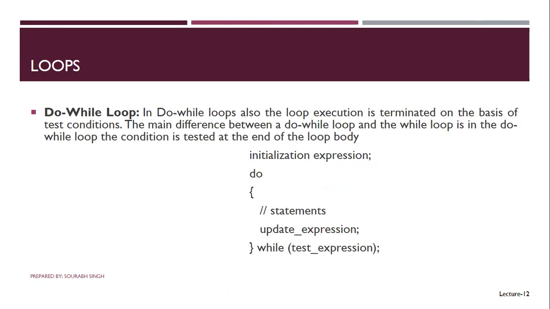The other one is the do while loop. In the do while loop also, the loop execution is terminated on the basis of the test condition. In the do while loop, first we execute the statements once, then we check the while condition. If the condition is true, we execute the do statements again, and if the condition is false, we execute them only once. The main difference between a do while loop and a while loop is that in the do while loop, the condition is tested at the end of the loop body.